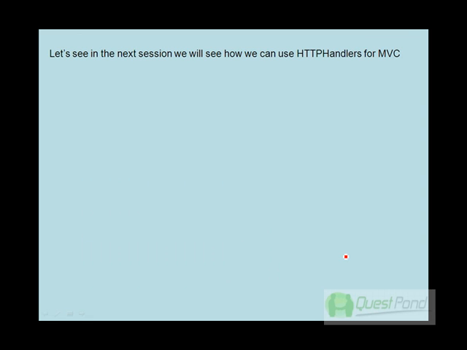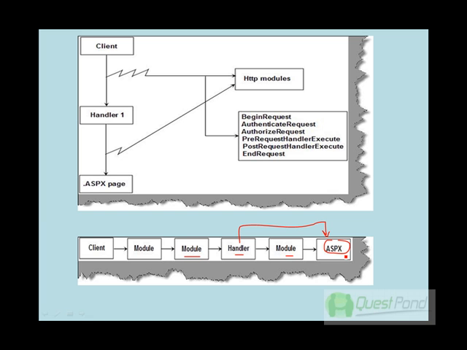Right. Now that we have understood the concept of HTTP handlers, that HTTP handlers work on the file type, so if you have a specific file type, you can inject logic using an HTTP handler depending on that file type, while HTTP modules listen to the events of the request pipeline and help you implement logic in those events.